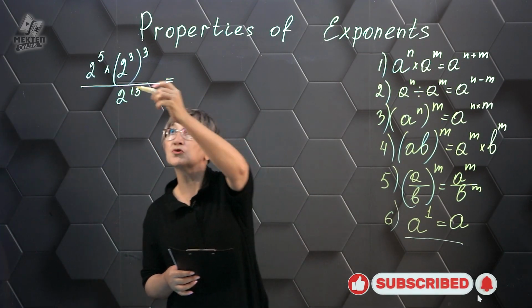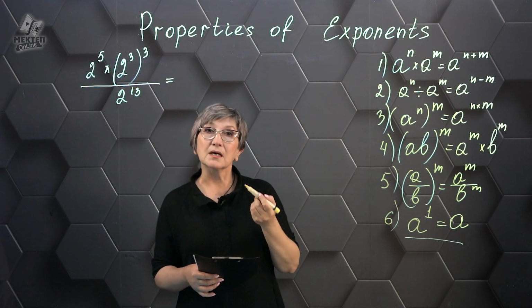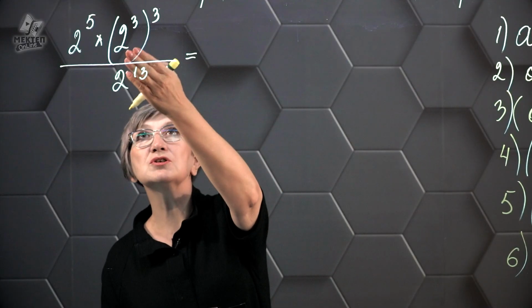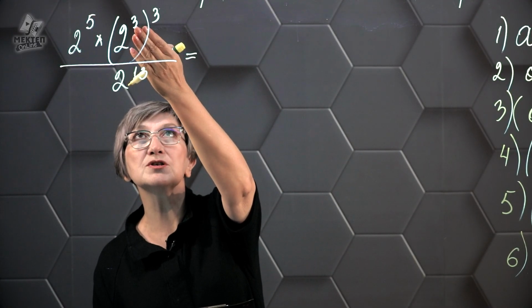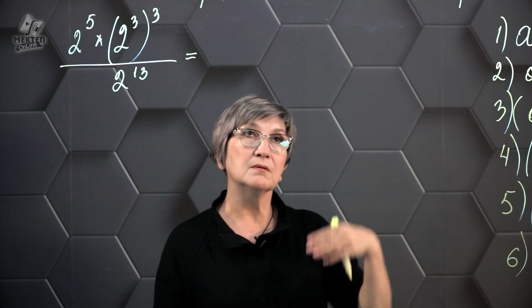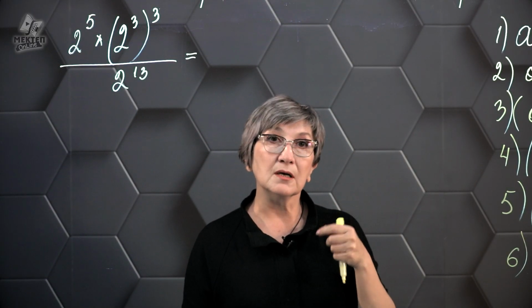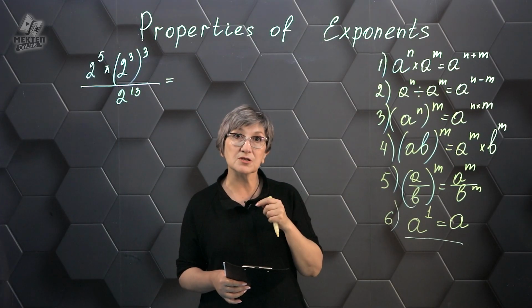Of course, you can take 2 to the power of 5, and then you'll end up with the number 32. You can take 2 to the third power, which is 8, and then you can take 8 to the power of 3. But it's not convenient, so we're going to use our properties.